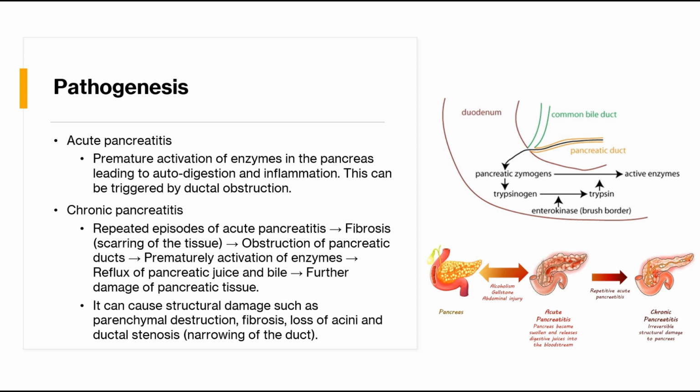Chronic pancreatitis happens when there are repeated episodes of acute pancreatitis. Continuous insults to the tissue can cause fibrosis or scarring, which will obstruct the pancreatic ducts and will cause premature activation of zymogens. Chronic pancreatitis can also cause damage such as scarring or fibrosis, loss of acini, and stenosis or narrowing of the pancreatic ducts.